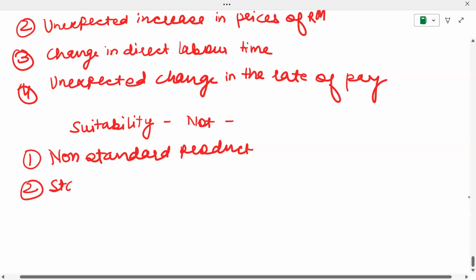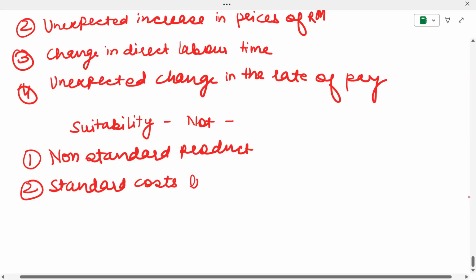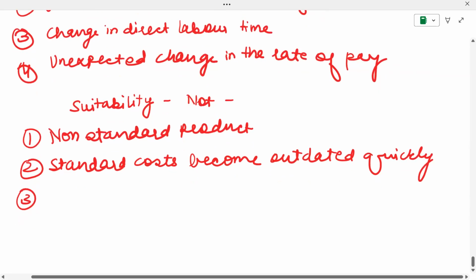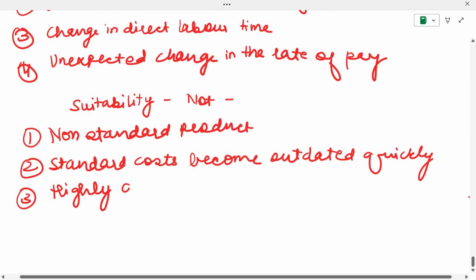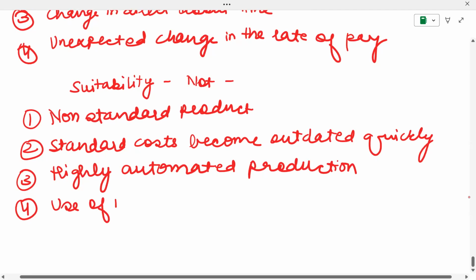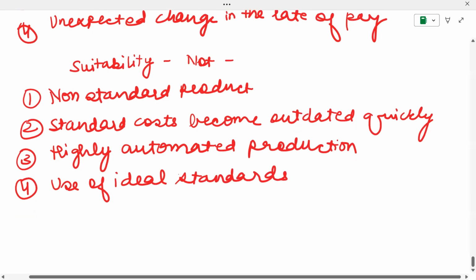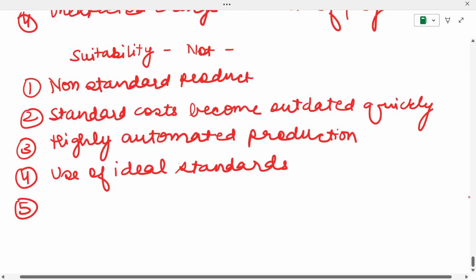Then another area is where standard costs become outdated quickly. Where the industry is such that the standard costs change quickly, over there also you should not be using variance analysis. Then thirdly, it is not suitable where there is a highly automated production. Another circumstance is the use of ideal standards. You should always be using the attainable standards and not the ideal standards. If you want to use ideal standards, do not use variance analysis.